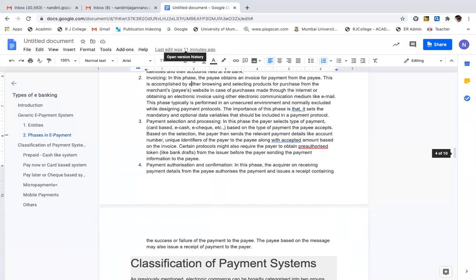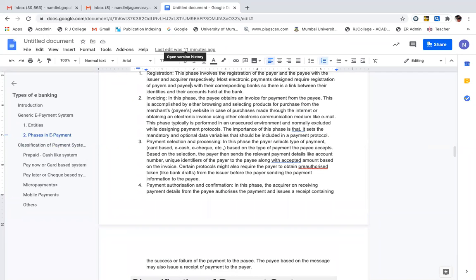What is the first phase? The first phase talks about how you register your bank accounts and create a bank-to-bank or correspondent banking relationship. The second step is invoicing. Whenever I buy something, an invoice or a bill is generated, based on which it is going to be paid, right?